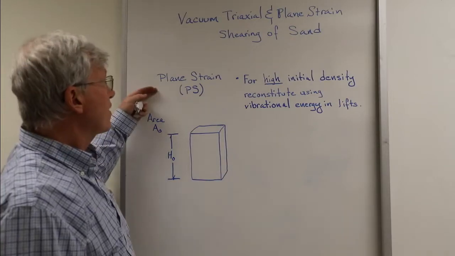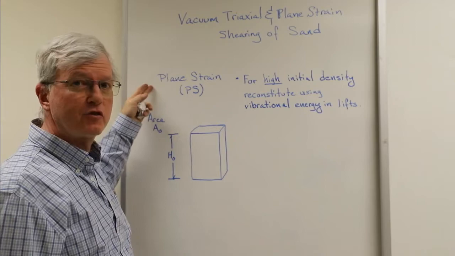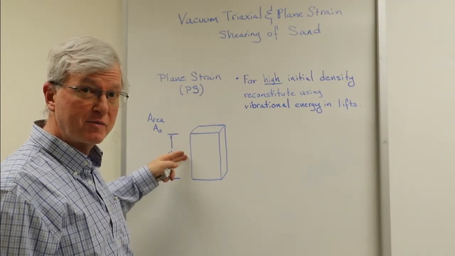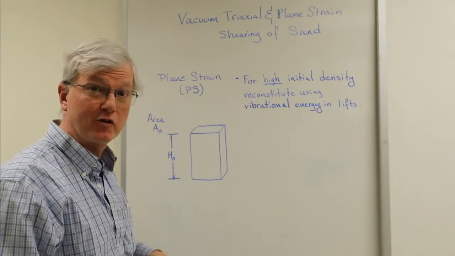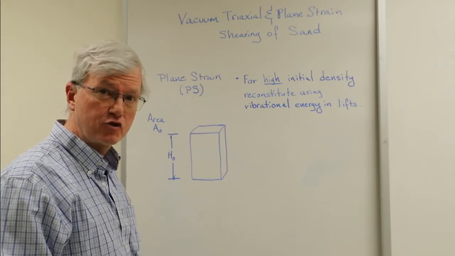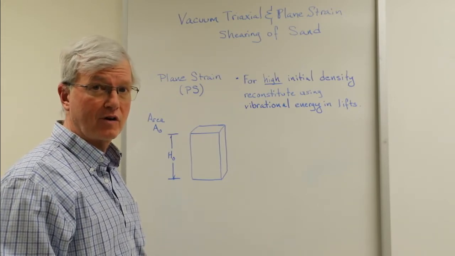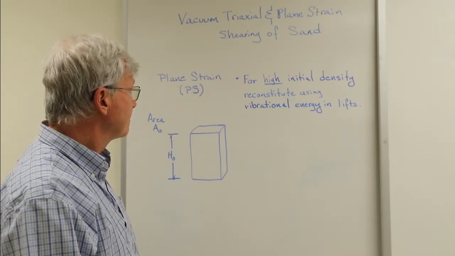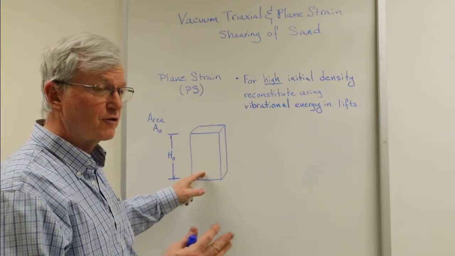To test a plane strain condition on the sand sample, we have to build a different geometry specimen. So we're going to have to build a rectangular prismatic sample, so that we can distinguish between the two horizontal directions, right? We're going to prevent strain and allow deviator stress in one of the two horizontal directions. And we'll see how that works in the lab today. So that's requiring a different mold, a different system.